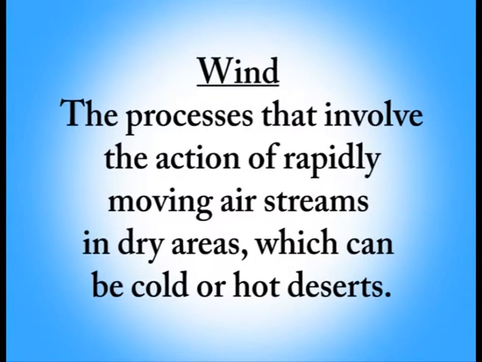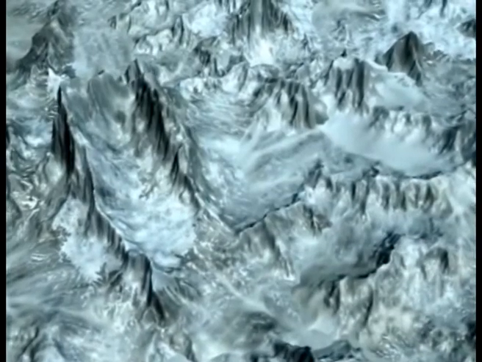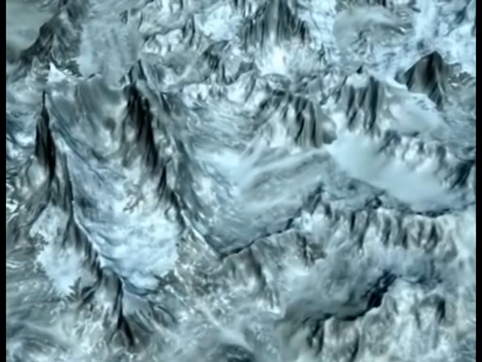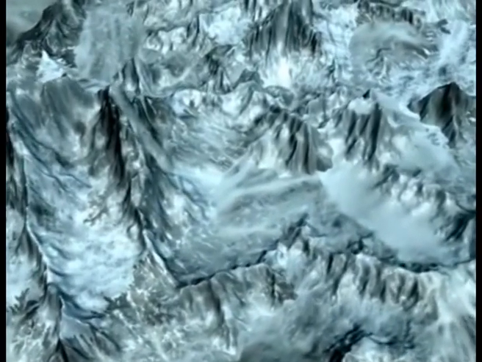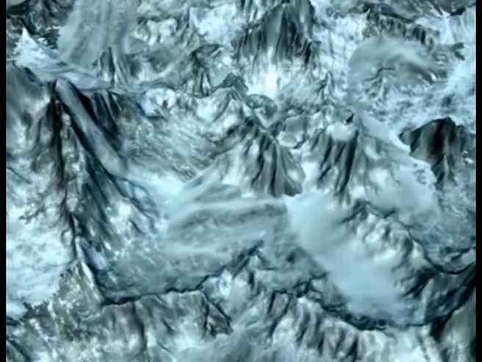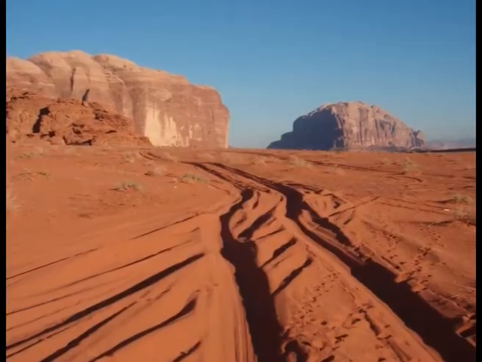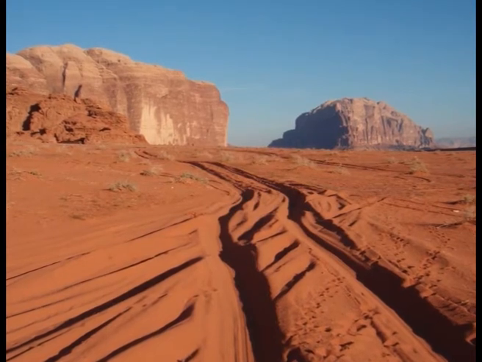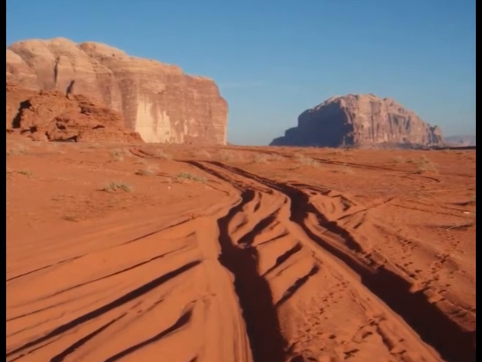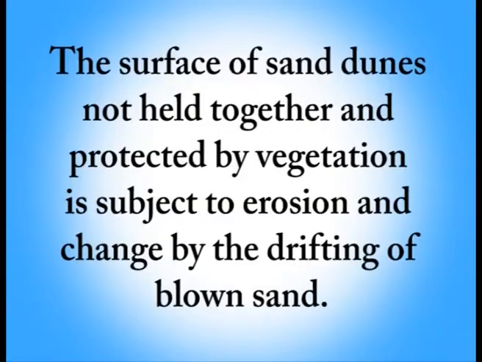Wind, the processes that involve the action of rapidly moving air streams in dry areas, which can be cold or hot deserts. Glacial, the processes that involve the presence of ice either in the soil, example solifluction, or as the transporting medium, example glaciers. In some arid and desert tracts, wind has an important effect in bringing about the erosion of rocks by driving sand, and the surface of sand dunes, not held together and protected by vegetation, is subject to erosion and change by the drifting of blown sand.